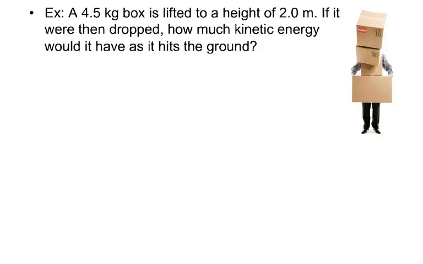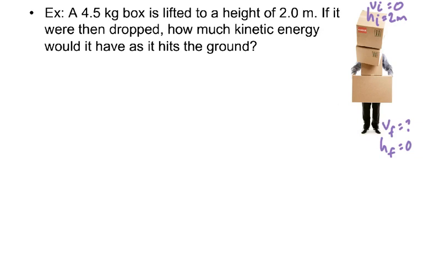Okay, so in example 1, we have a 4.5 kilogram box lifted to a height of 2 meters. So let's go ahead and write in initial height 2 meters. If it were dropped, how much KE would it have as it hits the ground? So since it was dropped, we know that also means initial velocity is 0. And then we can assume that it has some speed as it hits the ground here. And the height at the bottom is 0.